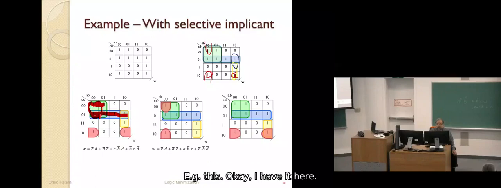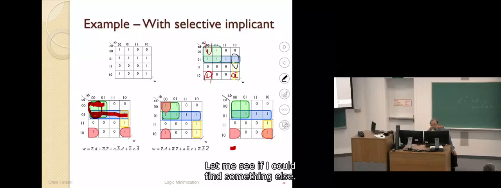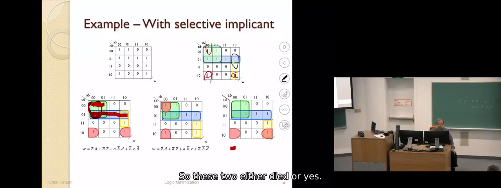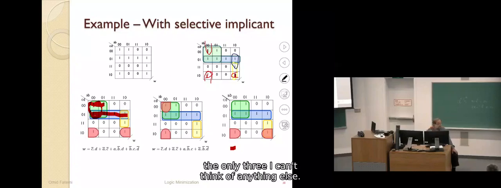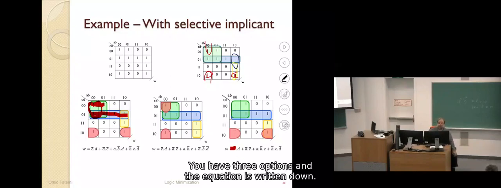Let me show you another one. For example, this. Oh, okay, I have it here. No, maybe only the three. Let me see if I could find something else. Yeah, might be. But I guess you could think of that. Yeah, these two, either that or that. Yeah, it seems that only three. I can't think of anything else. Here are three options. You have three options. And the equation is written down.